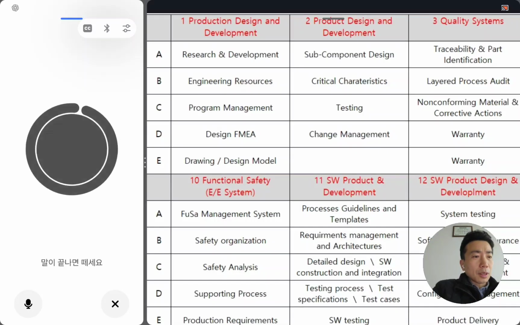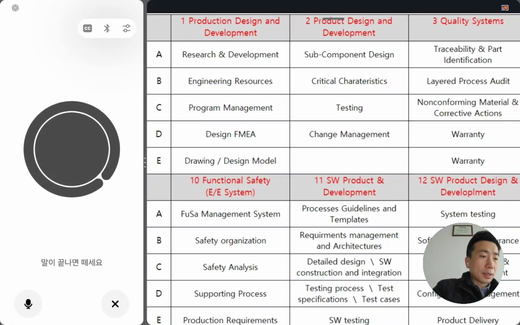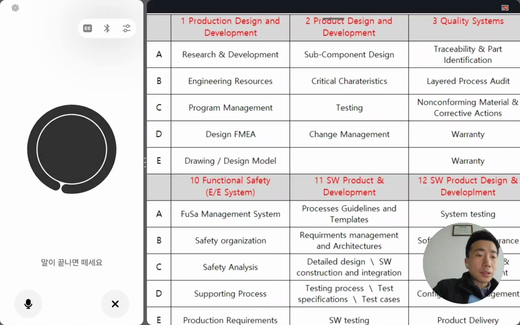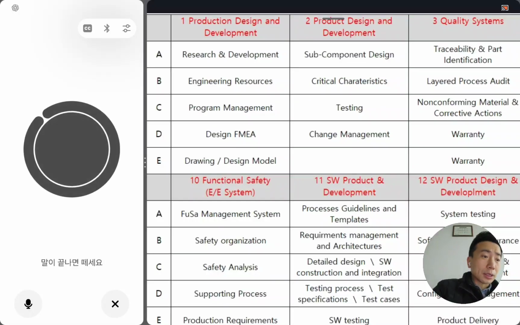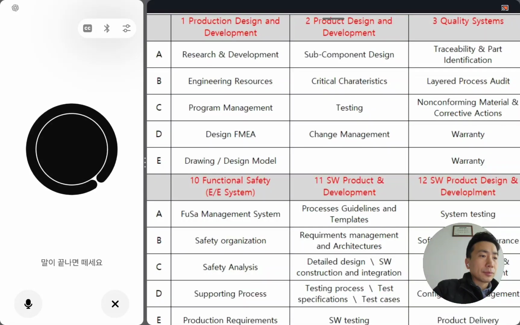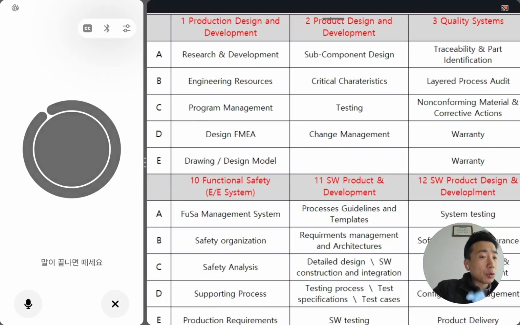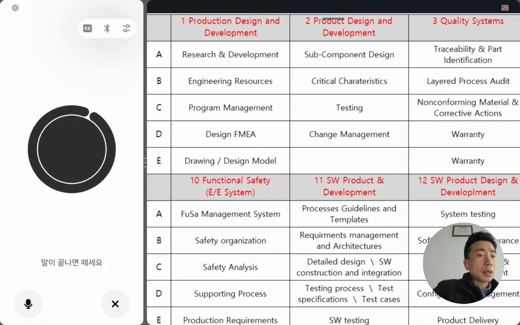That's exactly what I want to say. What do you mean by testing? That's exactly what I want to ask. That's exactly what I want to ask to my customer.